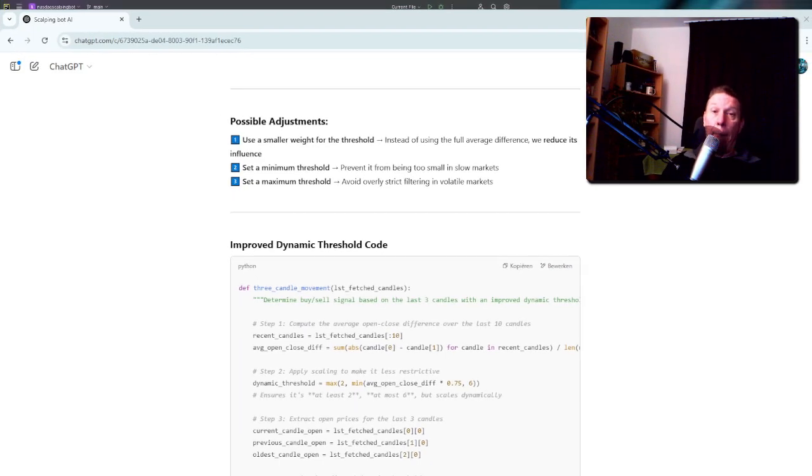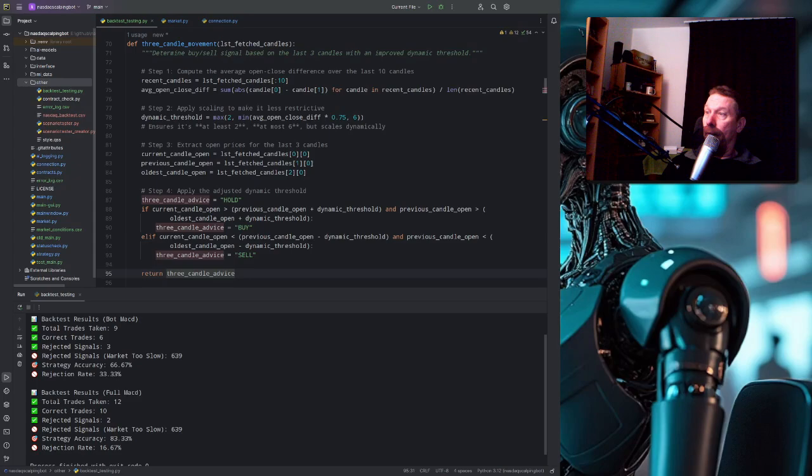And we're back, and you can see what ChatGPT told me. Use a smaller weight for the threshold, reduce the influence, set a minimum threshold, and set a maximum threshold. If I look at the code, we see that the dynamic threshold is now the close difference times 75. So 75% of the dynamic threshold is now the threshold between the candles. Well, let's see how we do with this one.